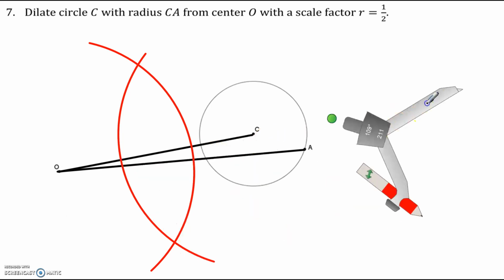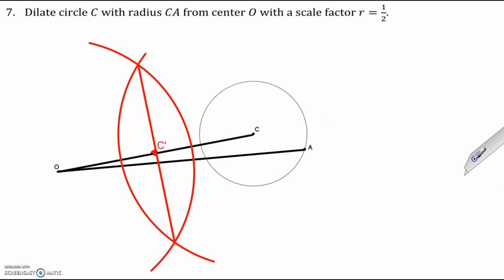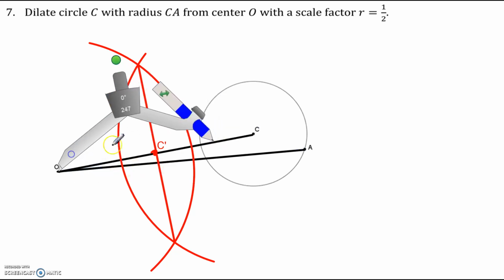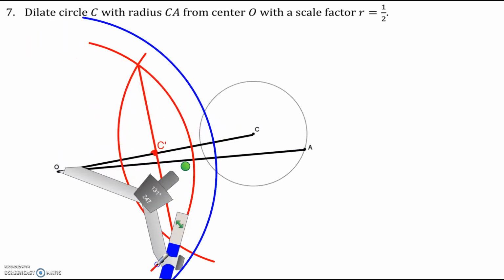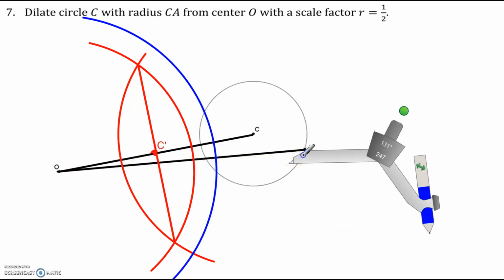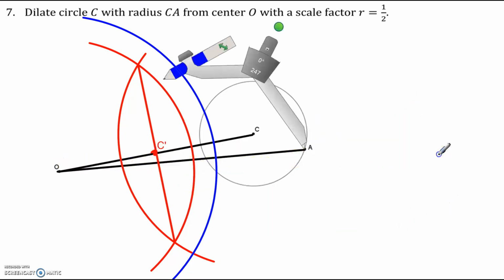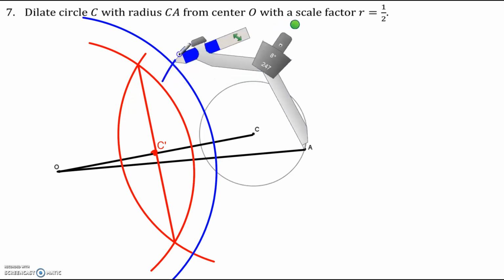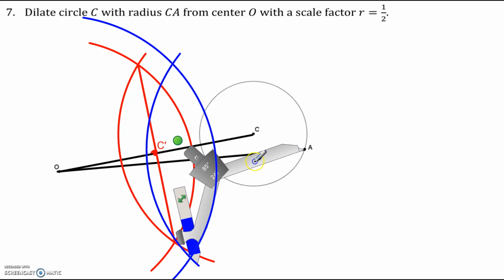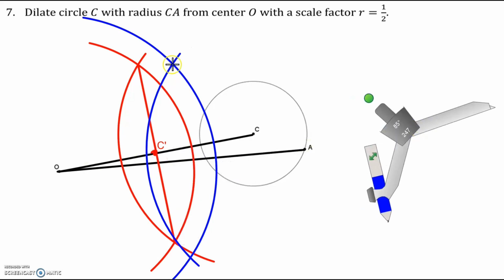And then when we connect that line, where it crosses OC is going to be C prime. And we're going to do the same thing again between O and A, where we do a perpendicular bisector. So we open our compass more than halfway between O and A and swing our arcs. And then draw in the perpendicular bisector. And where that meets OA will be our point A prime.